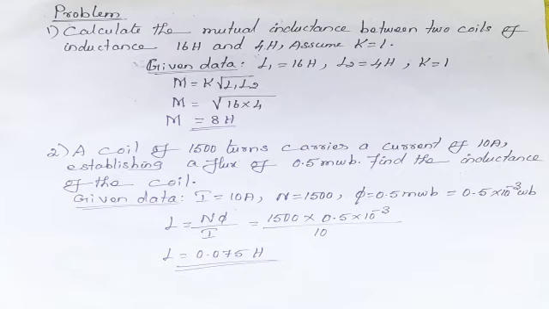Second problem: a coil of 1500 turns carries a current of 10 ampere, establishing a flux of 0.5 milliweber. Find the inductance of the coil. Given data: I is equal to 10 ampere, N equal to 1500, phi is equal to 0.5 milliweber, that is equal to 0.5 into 10 power minus 3 Weber. So L equal to N phi by I. Substituting the values, we get L equal to 0.075 Henry.